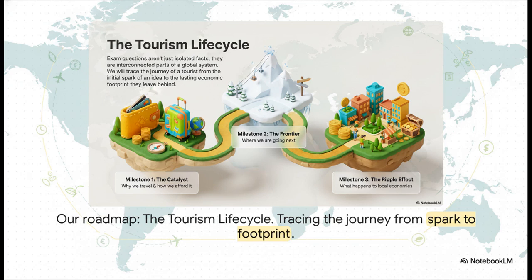So this is our game plan, our roadmap. It's what we're calling the tourism life cycle. Think of it this way. It helps us see how all these different exam questions aren't random at all. They actually follow the path of a tourist, from that first little thought of, I need a vacation, all the way to the economic impact they leave behind.